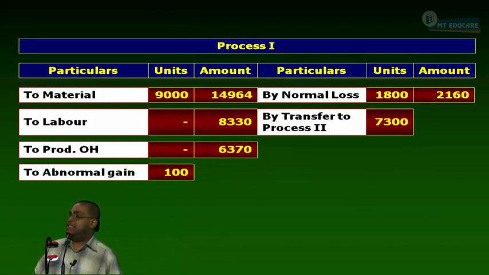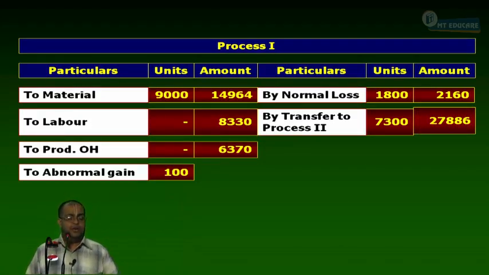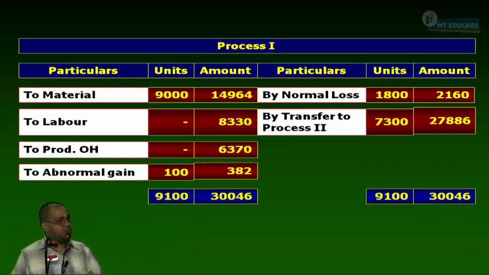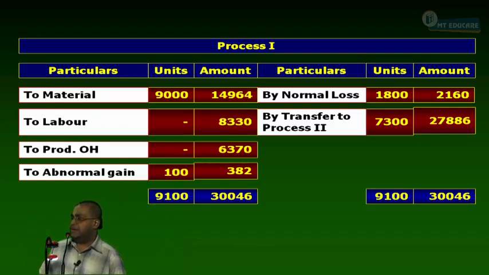What is 7,300 into 3.82, how much in rupees? It is 27,886. 100 into 3.82, don't use a calculator. What's the number? 382. The process account should obviously tally. Is the process account similar to question number 2, what we did with abnormal gain? Are you following or not? The process account has been completed.